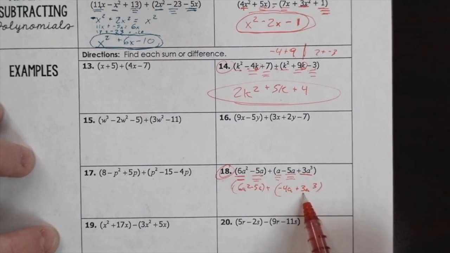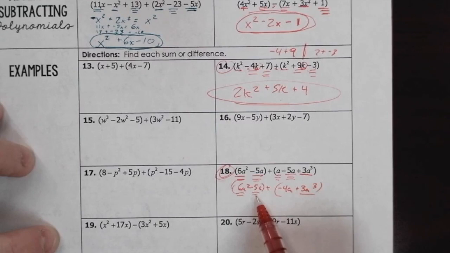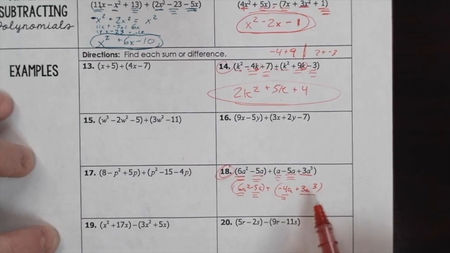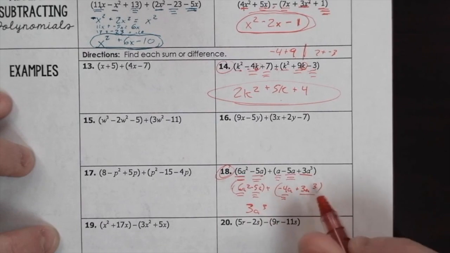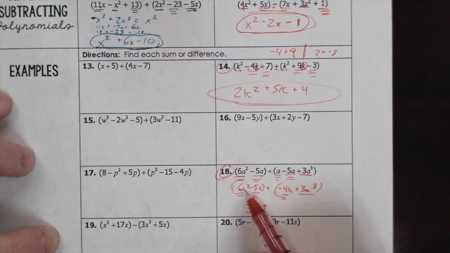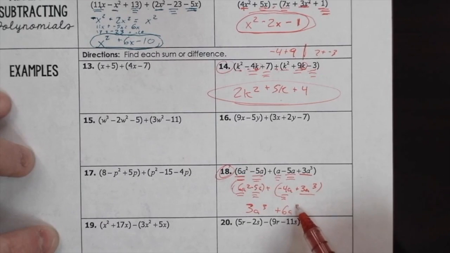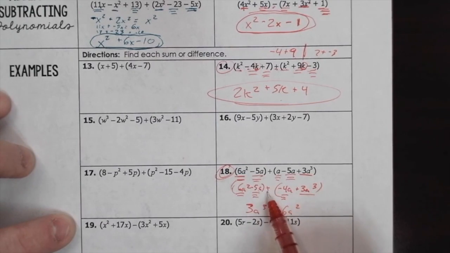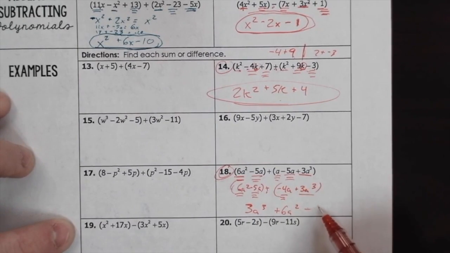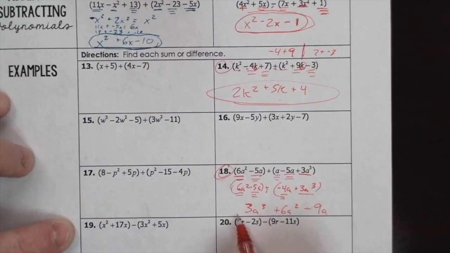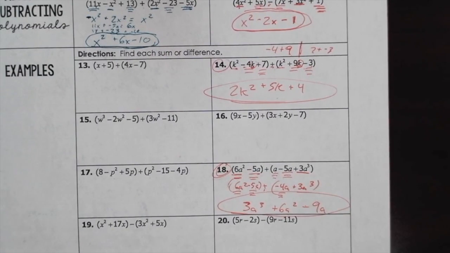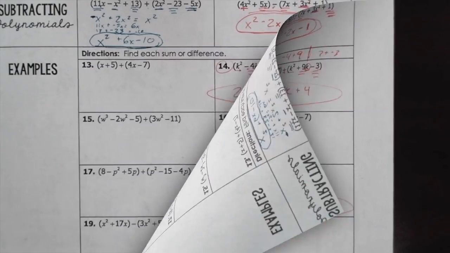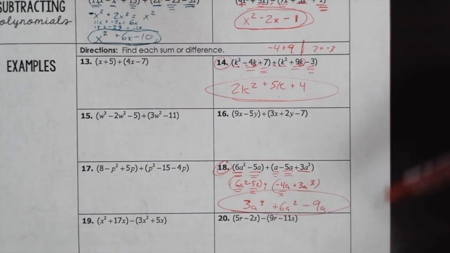So we have like this. So plus 3a cubed, that's why I'm writing this. And now we're moving on. 6a squared, that's the only a squared we have. Negative 5a plus negative 4a leaves us with negative 9a. Final answer. Okay, you do 21. Finish these up and you can have the assignment.